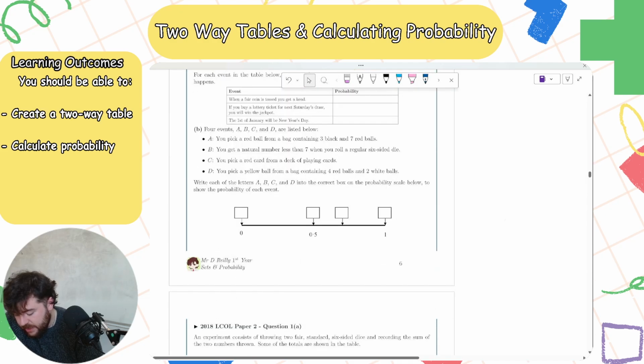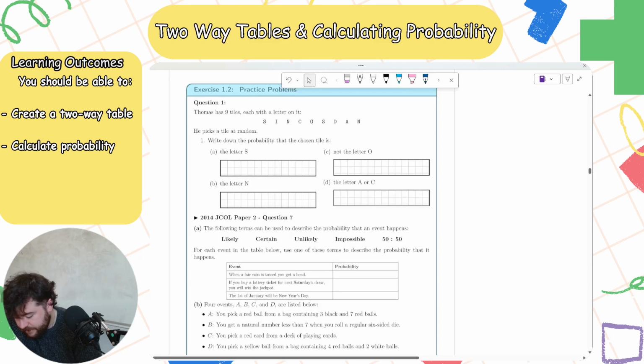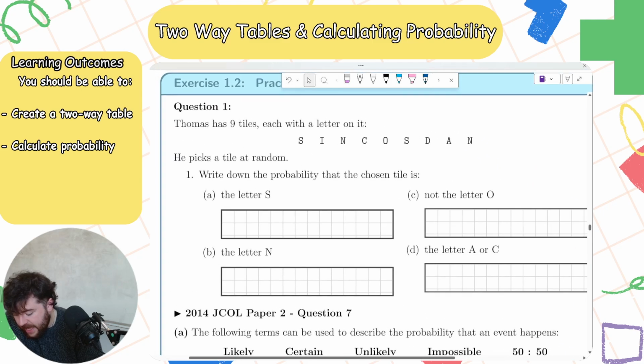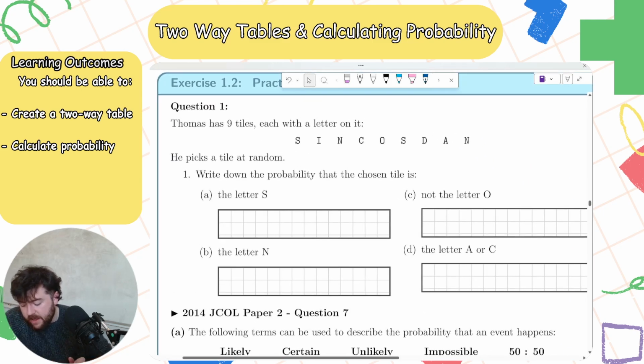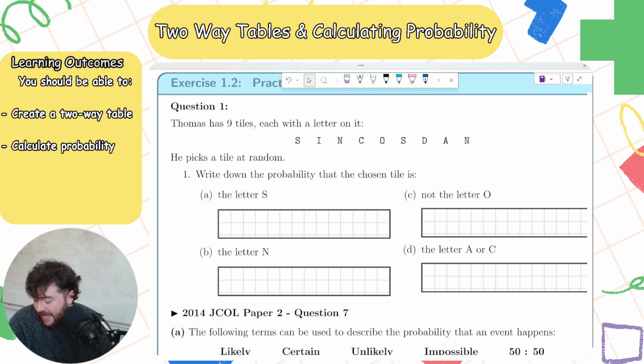We'll do a few questions here. Thomas has 9 tiles, each with a letter on it: SIN, COS, TAN, sine, cos, tan. He picks a tile at random. Write down the probability that he's chosen the letter S.